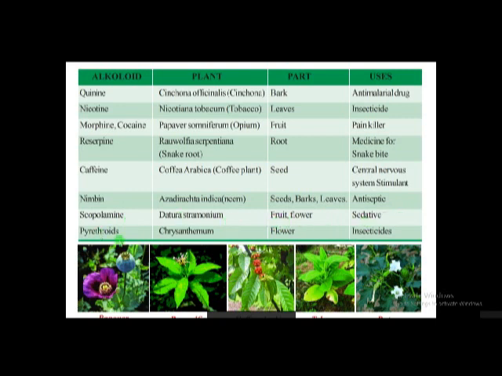And pyrethroids, present in chrysanthemum, that means chamanti, available in the flower. It is used as insecticide. These are the pictures of the plants that produce alkaloids: the papaver, Rauwolfia, coffee plant, tobacco, datura, etc. This table is important. It is asked as a 4 marks question.